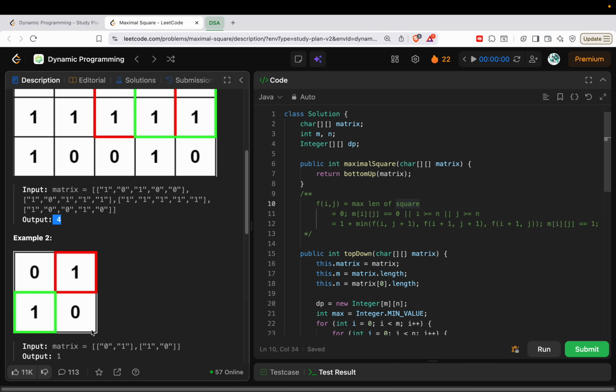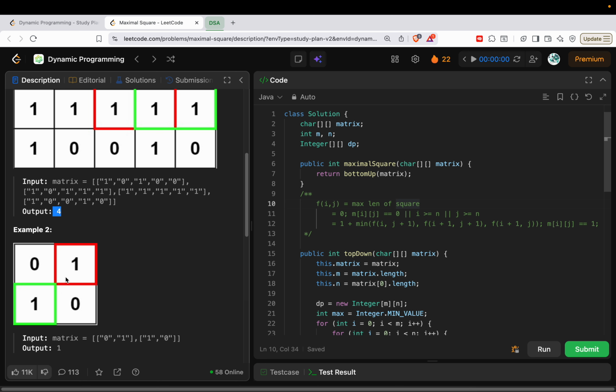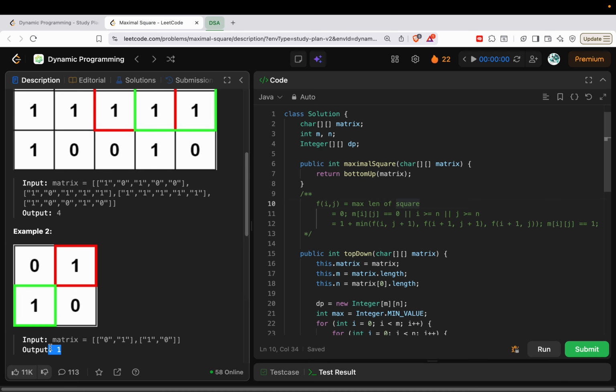Let's also look at the second example. This is contributing to a square of length 1, so the area will be 1 times 1, which is 1. This is also contributing as a square, so the area will be 1 times 1, which is 1. So the maximum area you can form in this case is 1.